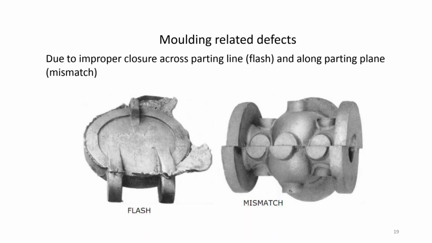Now first is molding related defects. It will be due to improper closure across the parting line. Because of this, a lot of metal gets filled into the sand as well. This needs to be cut down, but the casting can be used. But in case of mismatch, your entire plane is shifted along the parting plane, so this mismatch can't be rectified.